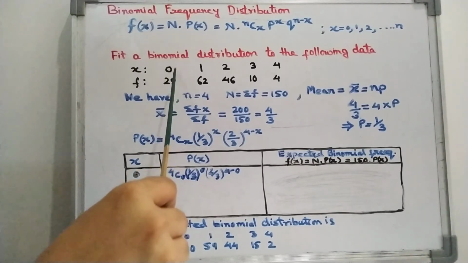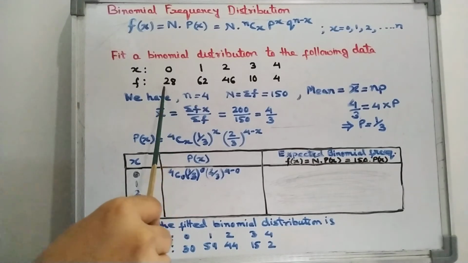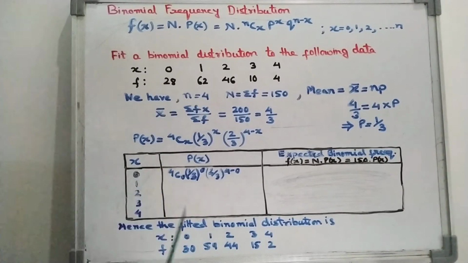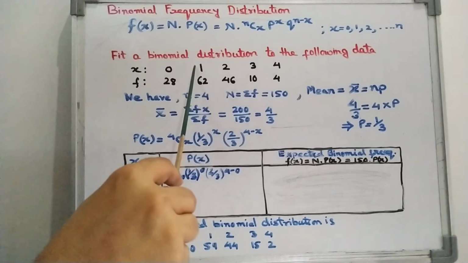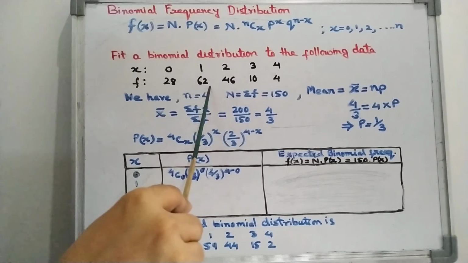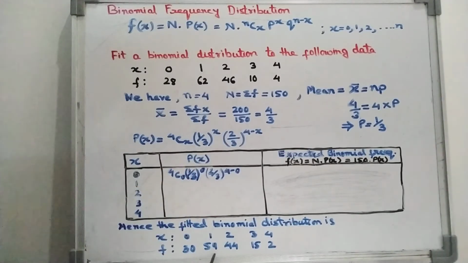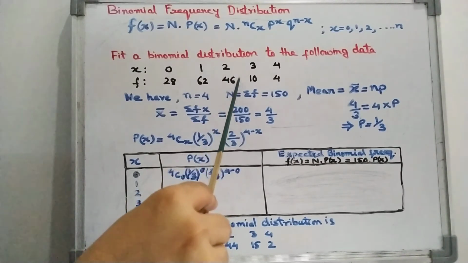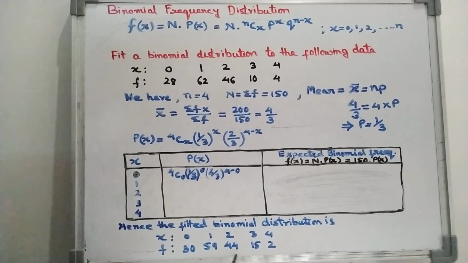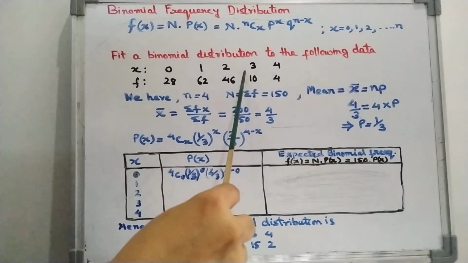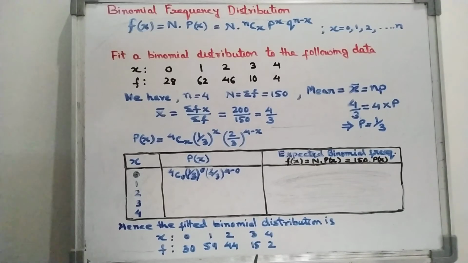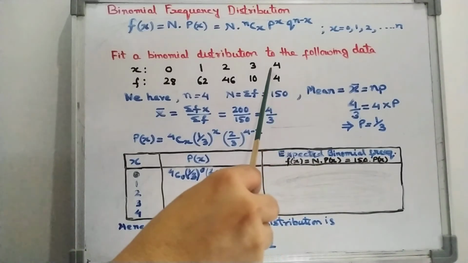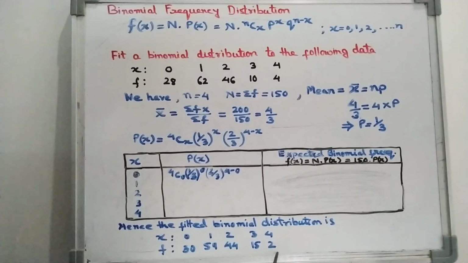Because here, for x is equal to 0, this is our observed frequency 28 and the expected frequency is 30. So it is very much closer. Similarly, for 1, observed frequency is 62 but the expected frequency is 51. For 2, observed frequency is 46 and expected frequency is 44. For 3, observed frequency is 10 and expected frequency is 15. For 4, it is 4 here and the calculated or expected frequency is 2.